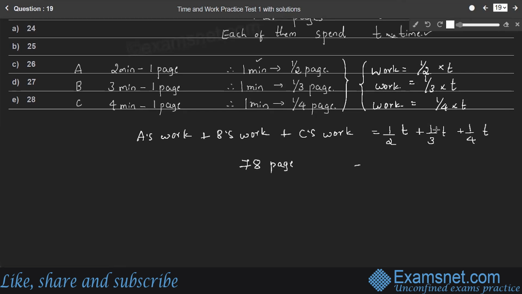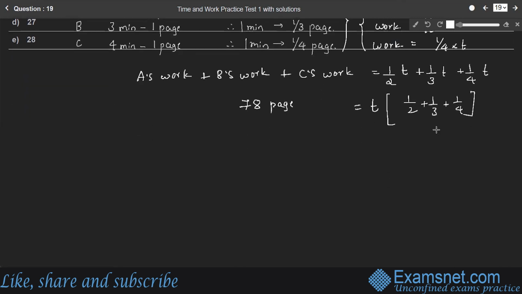Reading 78 pages. You can take T as common. So 1 by 2 plus 1 by 3 plus 1 by 4, right? So here 78 is equal to T into, here LCM is 12. So 2 into 4, hence numerator becomes 4. 2 into 6 is 12. 3 into 4 plus 4 into 3. Right? Value of T becomes 78 into 12 by 13.